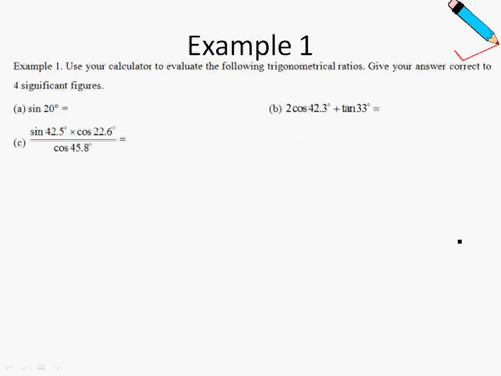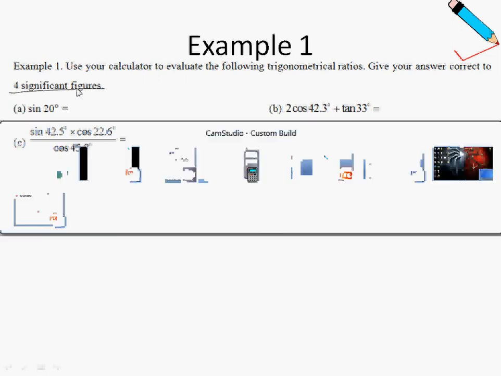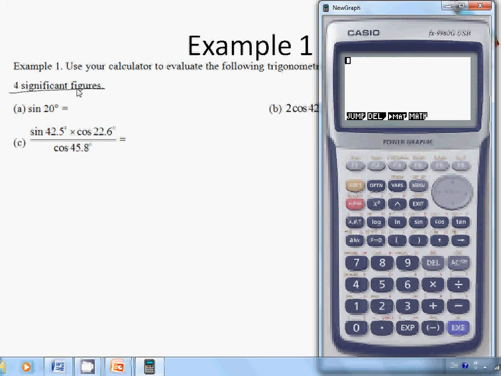Example number 1 is a calculator question. We will use our calculator to evaluate these trigo ratios, and we will give our answer to 4 significant figures. Read the question very carefully, to 4 significant figures. So how will we do it? Let me just pull up my calculator emulator over here.